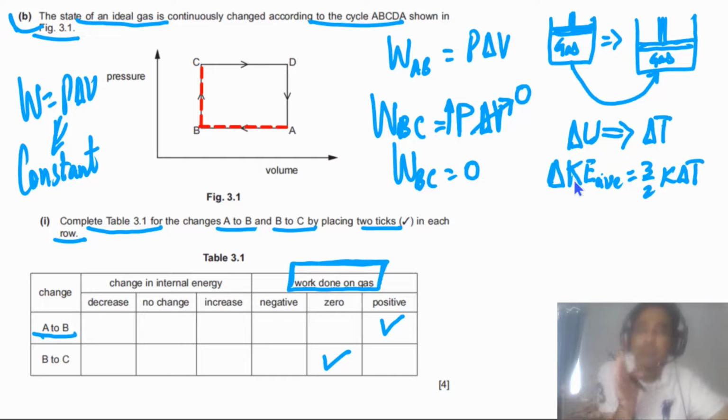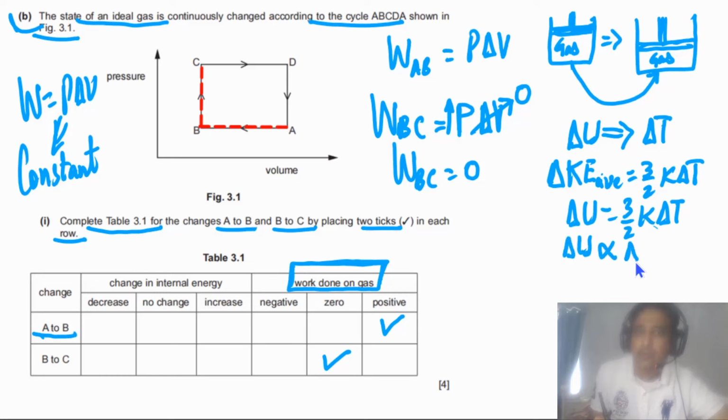Ideal gases do not have potential energy, so they have only kinetic energy. So we can say delta U is also equal to 3/2 k times delta T. As 3/2 k is constant, from here we can say delta U is directly proportional to delta T, the temperature in Kelvin. This is the point you need to understand to find the change in internal energy.